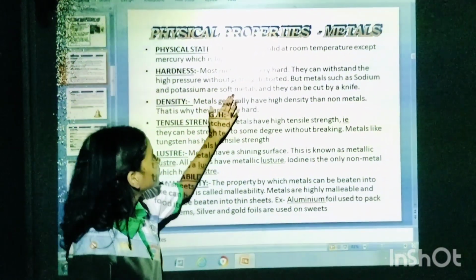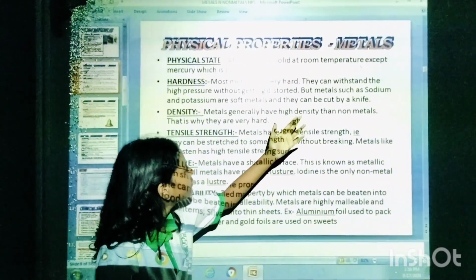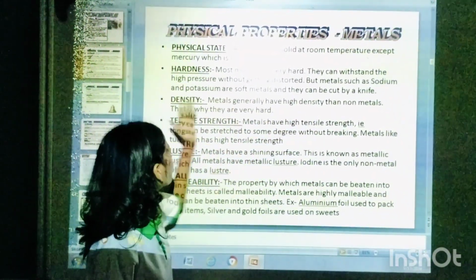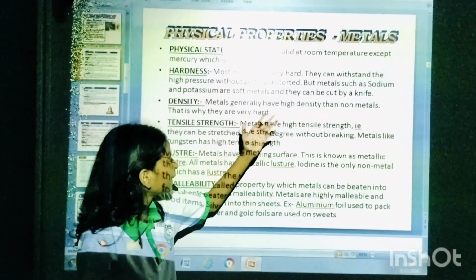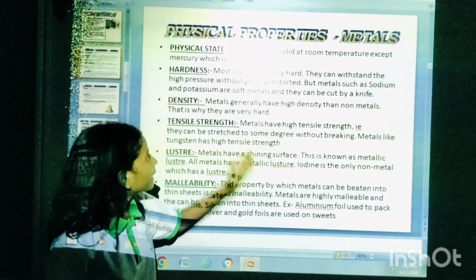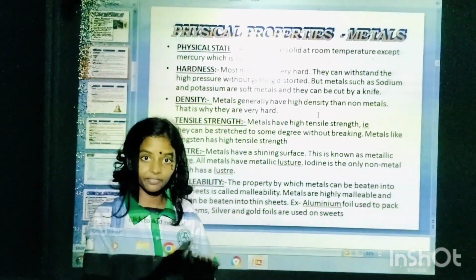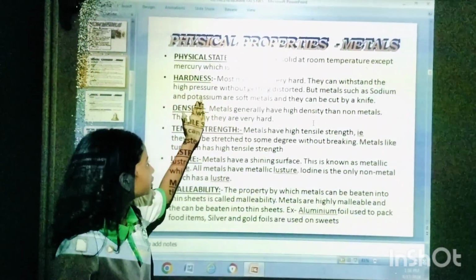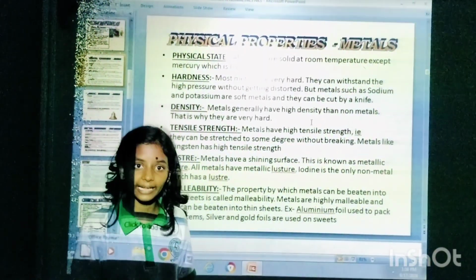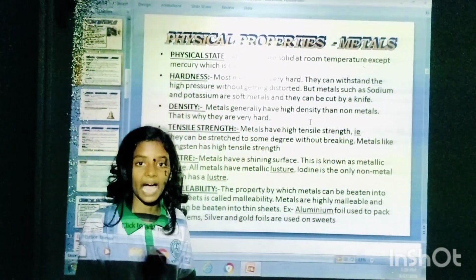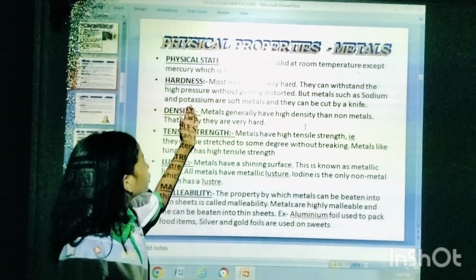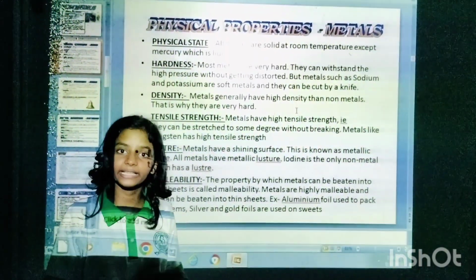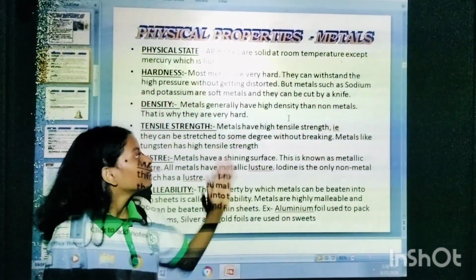Hardness. Most metals are very hard. They can withstand high pressure without getting damaged. But metals such as sodium and potassium are soft metals and they can be cut by hand or by a knife into different parts.